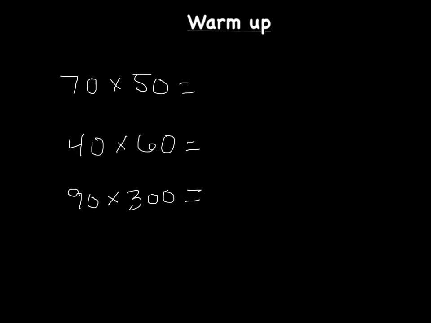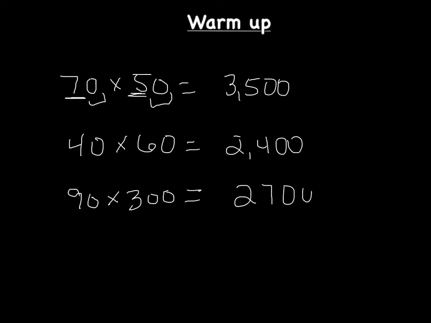Remember that as we do problems like these, we know the fact 7 times 5, we can do that in a snap, and then we just add on our 2 zeros at the end. Again, I'll say the problem and you say the answer. 70 times 50 equals. 40 times 60 equals. 90 times 300 equals. Go ahead and erase your boards and set those to the side for the day.